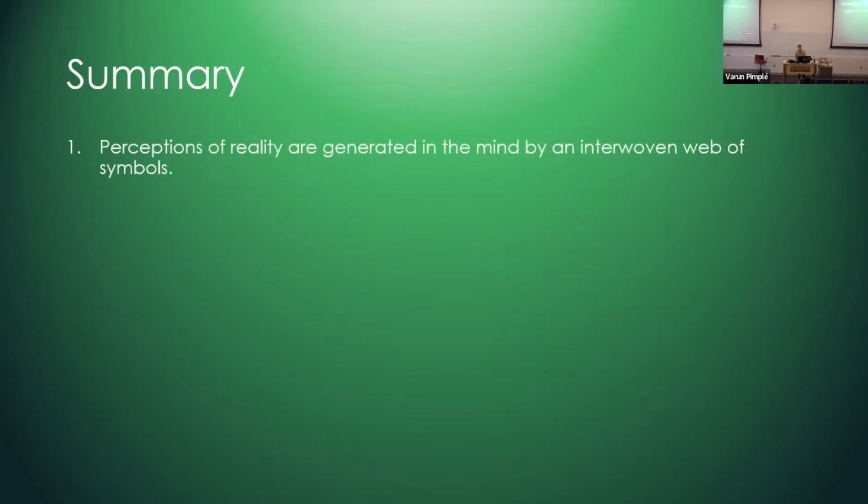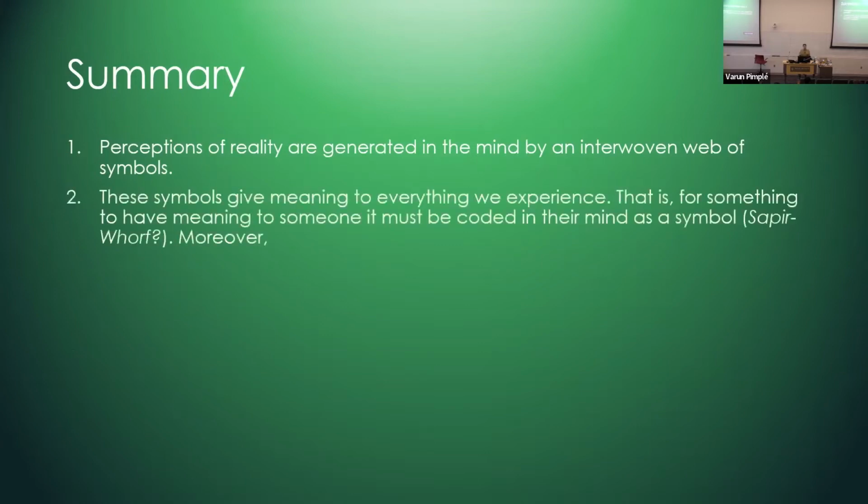Number one, perceptions of reality are generated in the mind by an interwoven web of symbols. Number two, these symbols give meaning to everything we experience. That is, for something to have meaning to someone, it must be coded in the mind as a symbol. Some of you may be familiar with the Sapir-Whorf hypothesis, which says a similar thing, except strictly linguistically, but this is extrapolating that outside of a linguistic context.